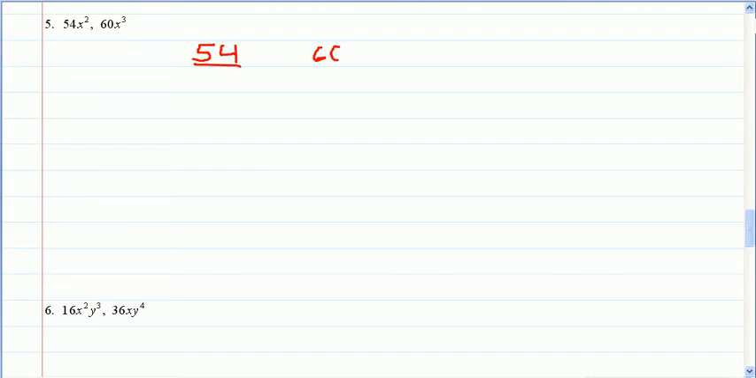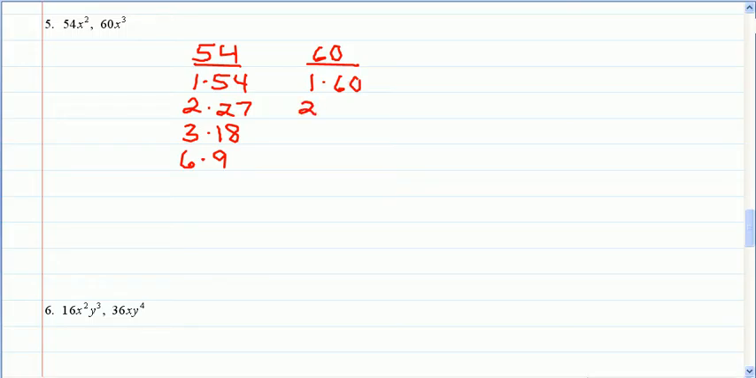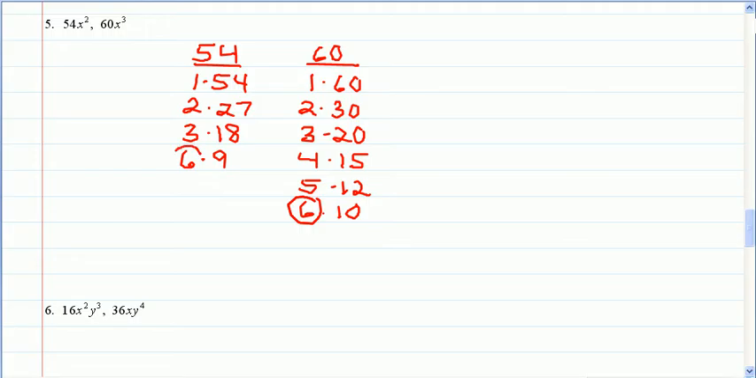We're still taking 54 and 60 and listing its factors. And these are actually the same numbers from number 2, example 2 that we did earlier. And we'll just list them out again, but we know that the greatest common factor will be 6. So the largest number they have in common is 6.